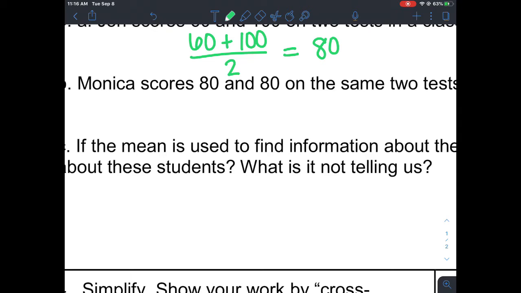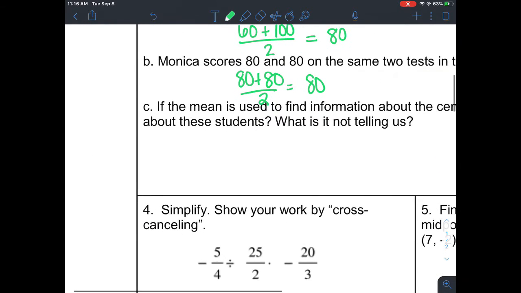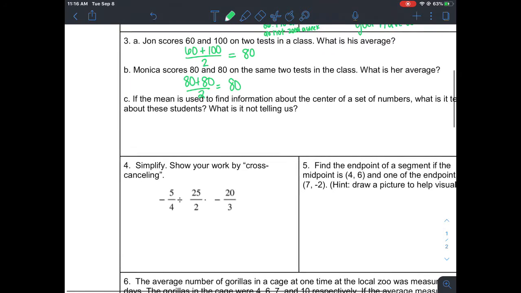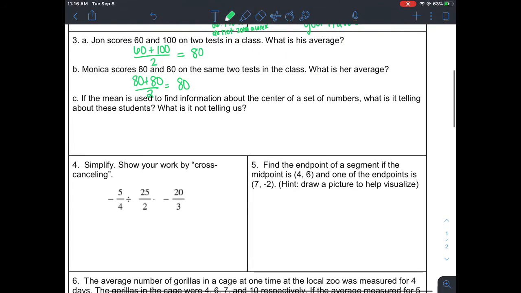Monica scores 80 and 80 on the same 2 tests that John took in the class. What is her average? 80 plus 80 divided by 2, 80%. If the mean is used to find information about the center of a set of two numbers, so the mean is telling us the center or the average of these numbers, what is it telling us about these students? And what is it not telling us?